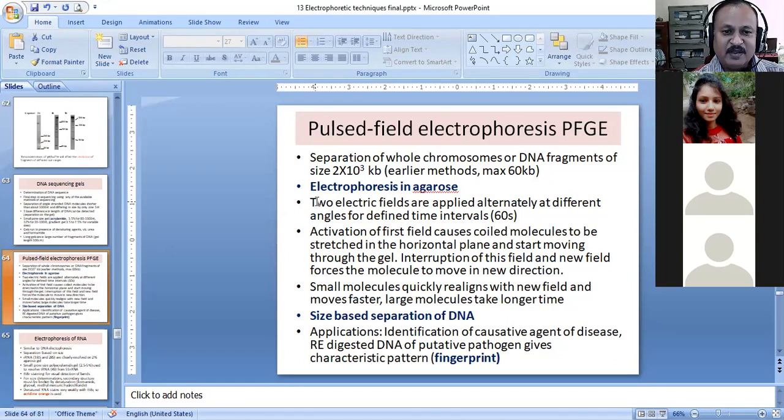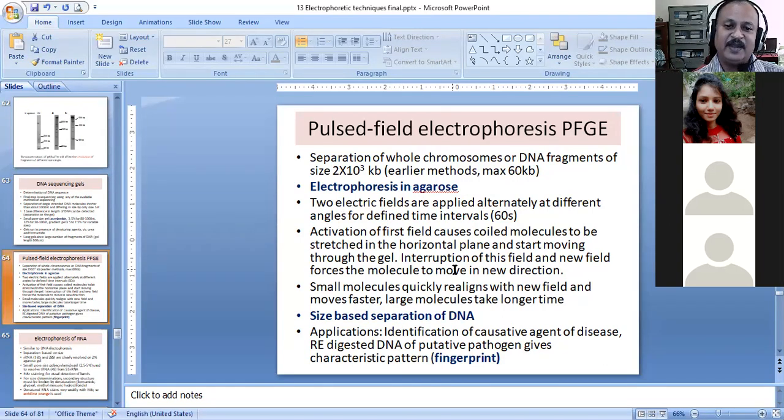So what I have written here: two electric fields are applied alternately at different angles for a defined time interval, for example 60 seconds. So for 1 minute, the electric current is at one particular angle, then that current is stopped, and an electric current from another angle will be allowed to go. And therefore the DNA molecules will be aligned, this way or that way, properly, so that they enter the pores of the gel, and ultimately we succeed in the movement of the DNA from the wells to the other side of the gel.